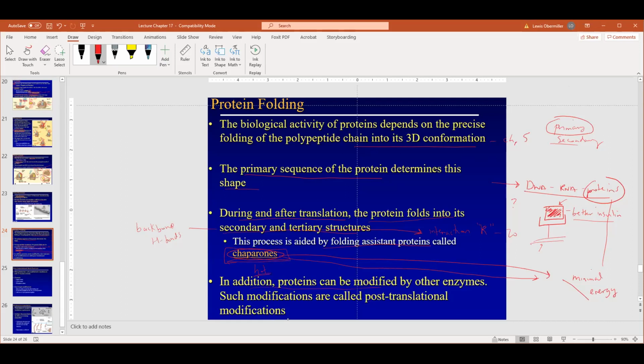Even after the proteins are made, they can get modified. We talked about the blood groups, the A's and the B's. That's a mannose, right? So it's actually a glyco because we added a sugar to a protein. And so these are the modifications we're talking about. They're post-translational. They have to happen after translation.